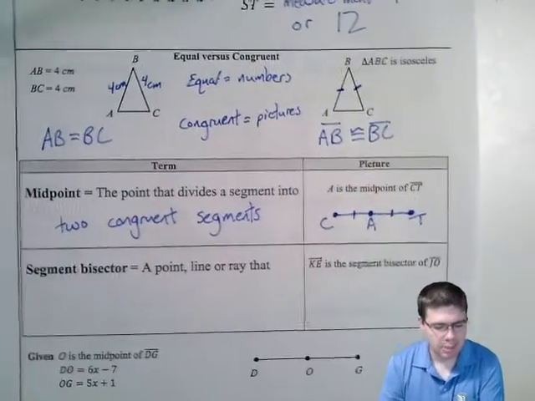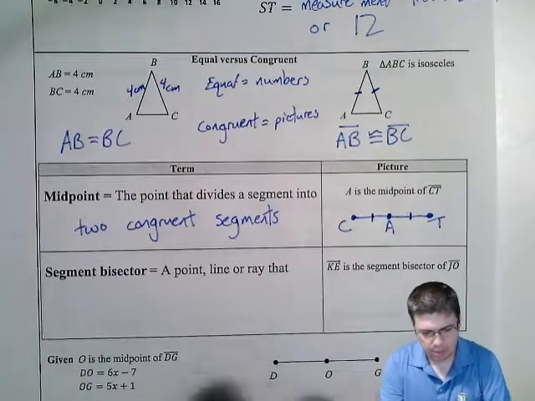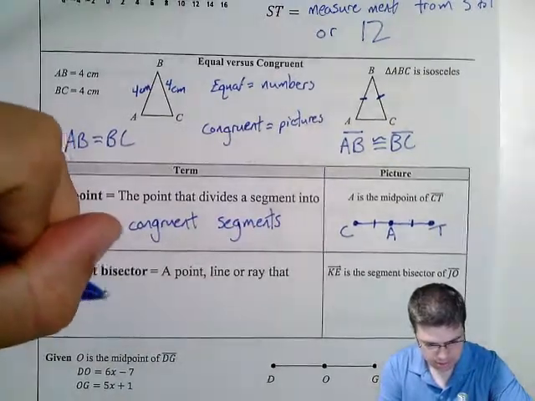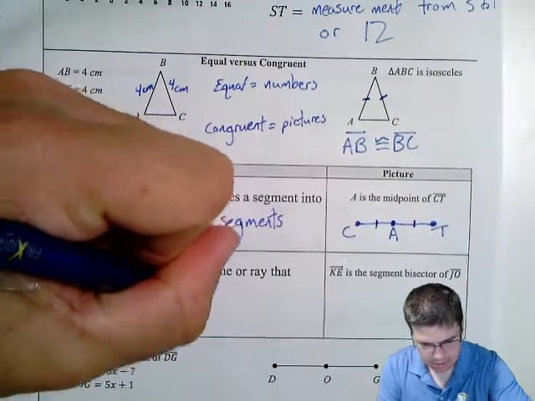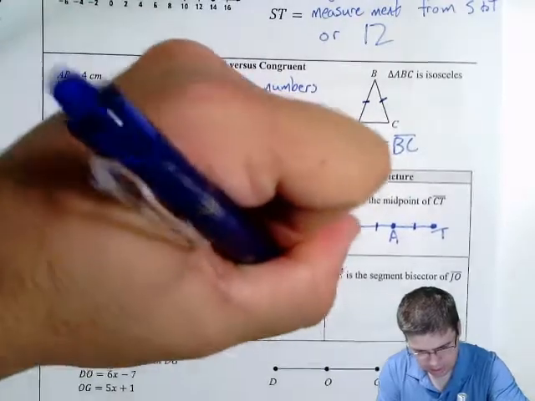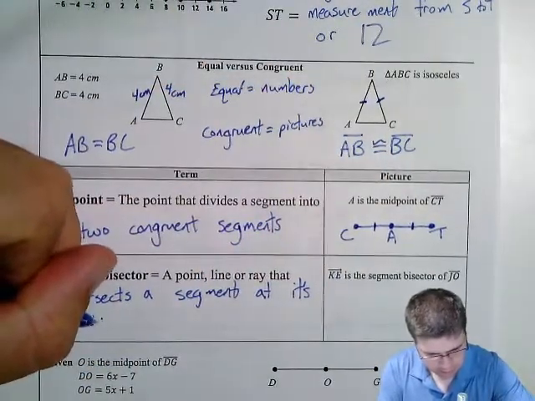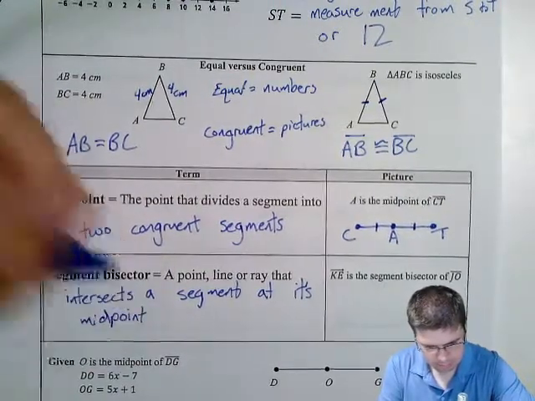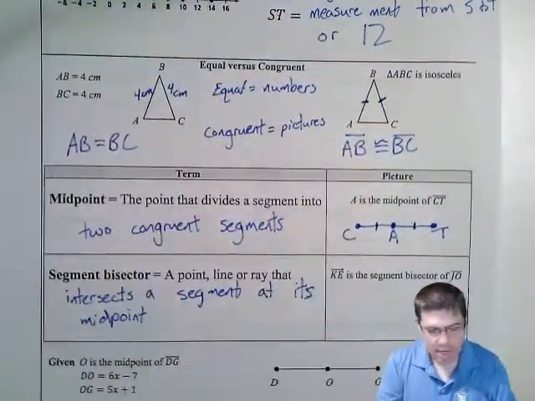All right, a segment bisector is similar, but it's not necessarily just a point. It could be a line or ray that intersects a segment at its midpoint. At its midpoint. So I should not have had an apostrophe. Getting confused there. All right, at its midpoint.